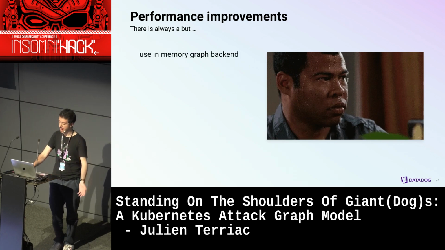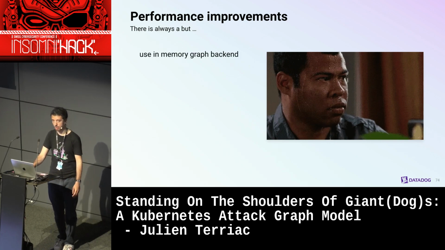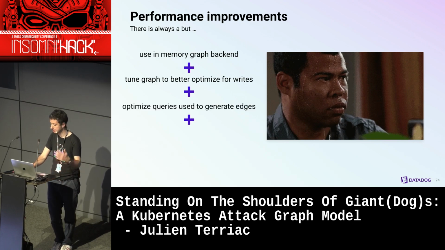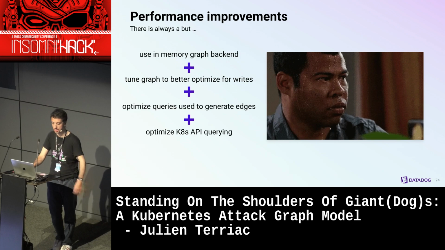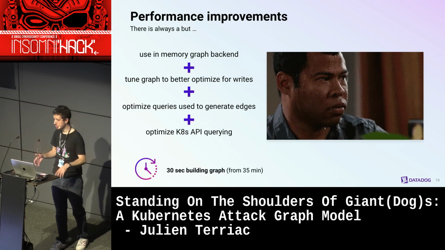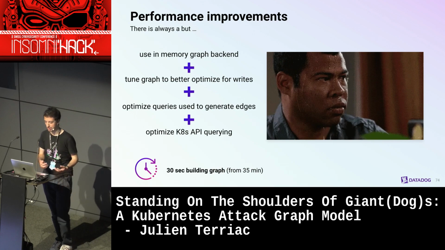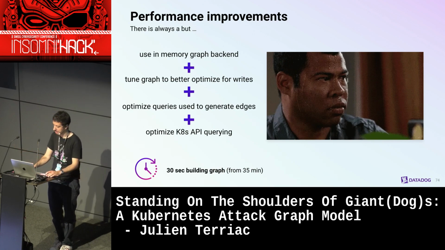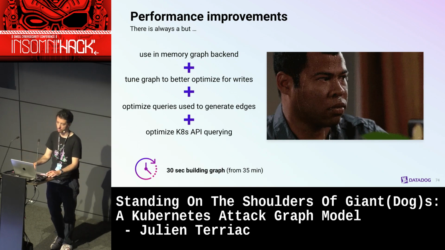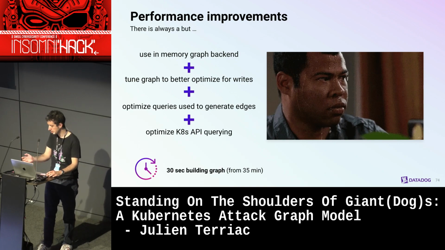We did in-memory backend optimization, tuned some steps for better writing, optimized queries, optimized the Kubernetes API calls, and we managed to drop it to 30 seconds. So you have this guy who, well, of course, that's why he's CTO, managed to really pinpoint that you have a performance issue and you should try to look at it.